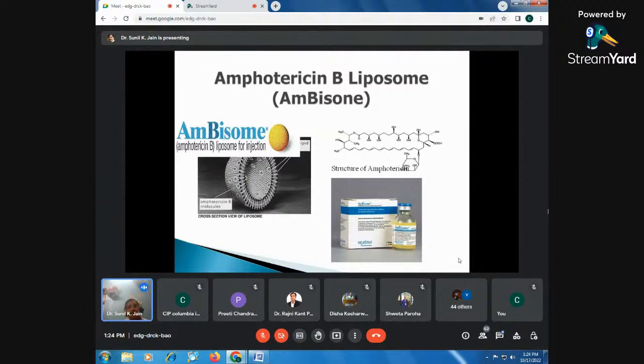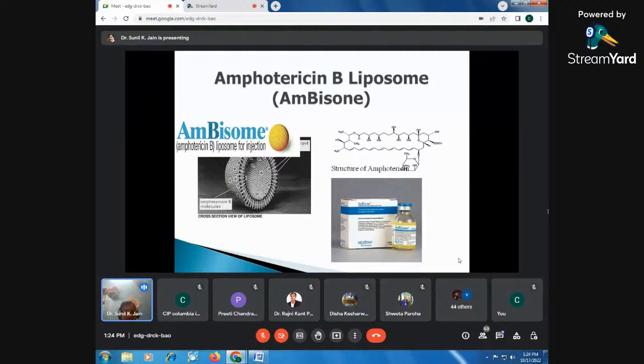Now, amphotericin B liposomes, we have come across during this period of coronavirus, when one more disease, black fungus, occurred, and many persons were administered amphotericin B liposomal formulation. Because of its properties, this liposomal formulation gives a better therapeutic response as compared to plain amphotericin B, an antibiotic. The marketed product is AmBisome. It is a liposome formulation of amphotericin.